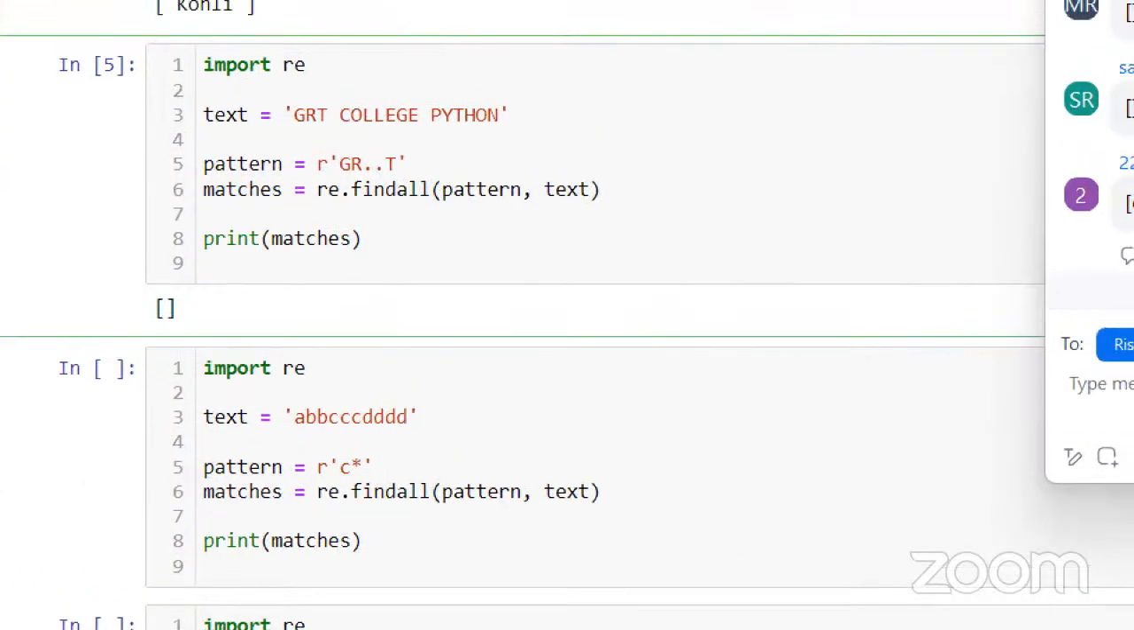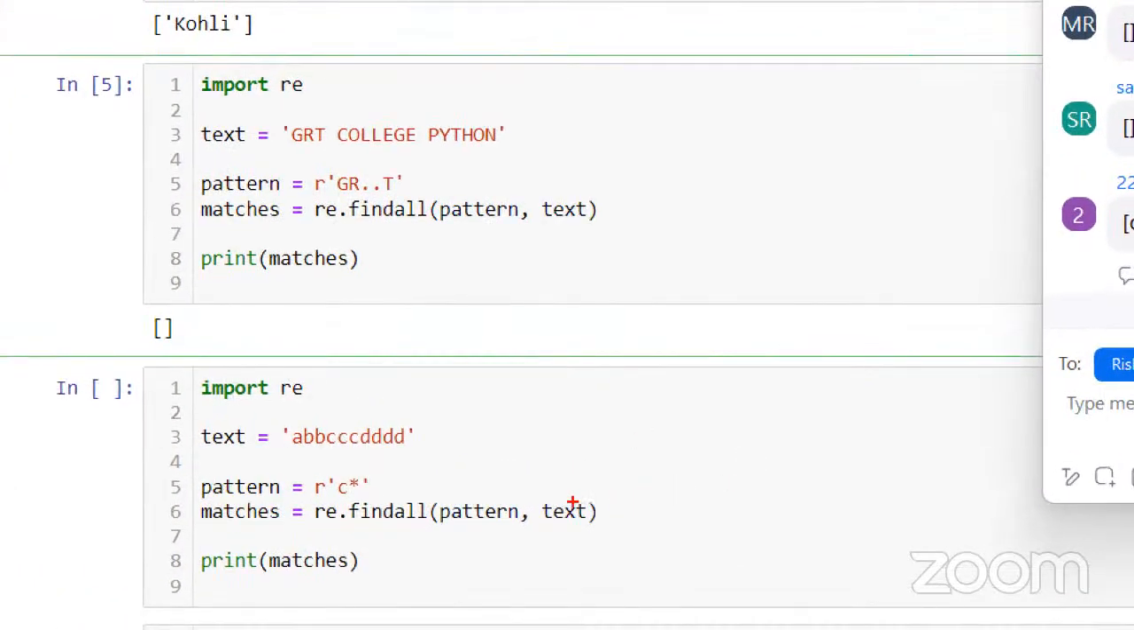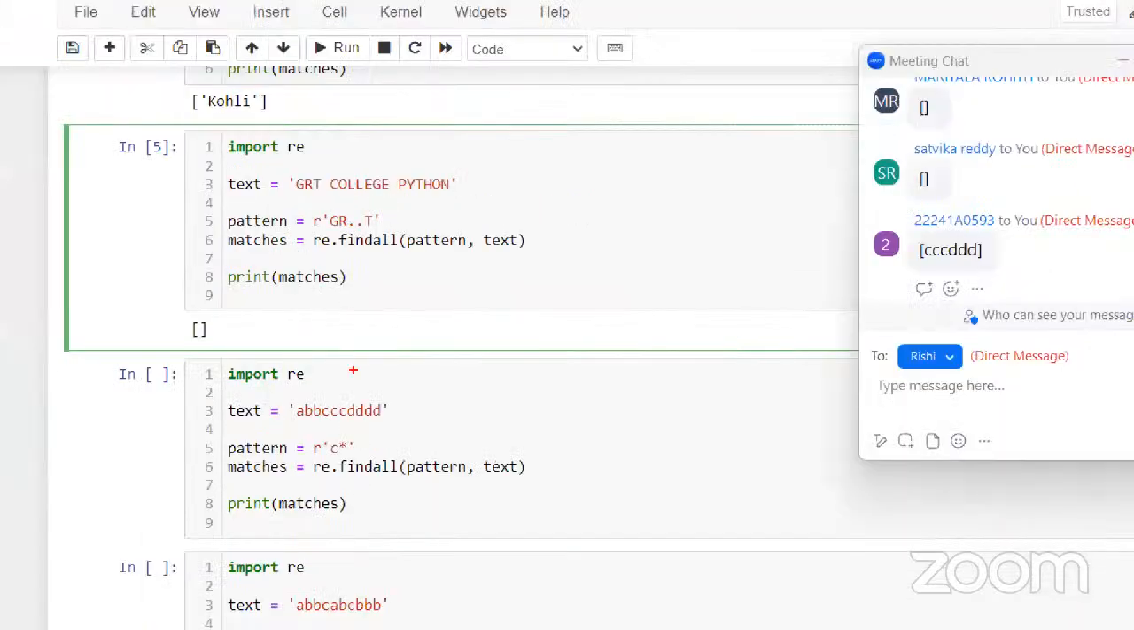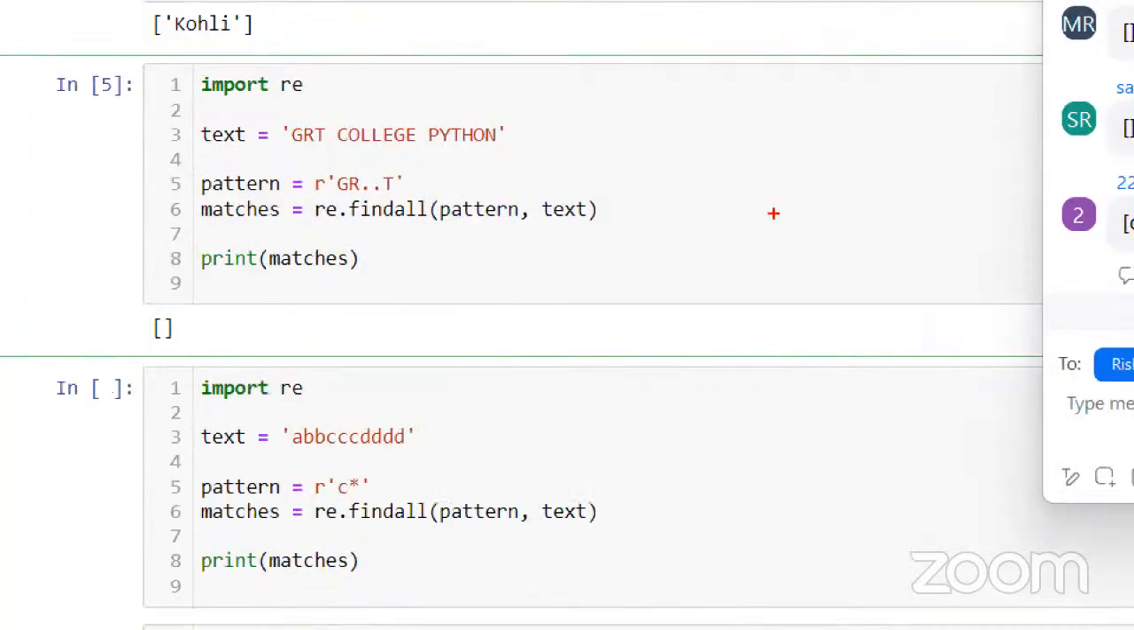Next. Somebody has cheated. 593 has cheated. I didn't start the question, so your answer is invalid. So all of you check this question now and see what is happening.